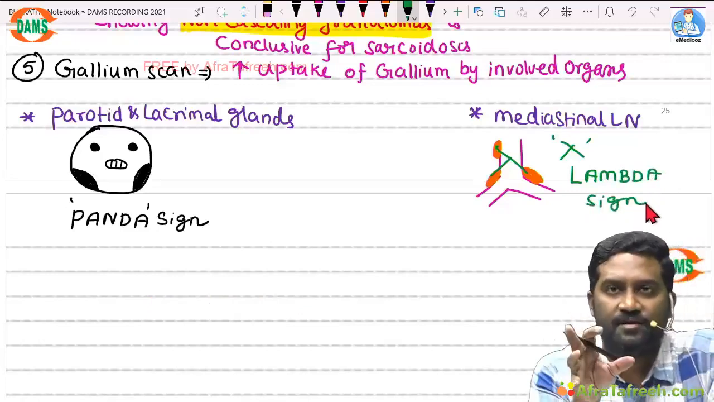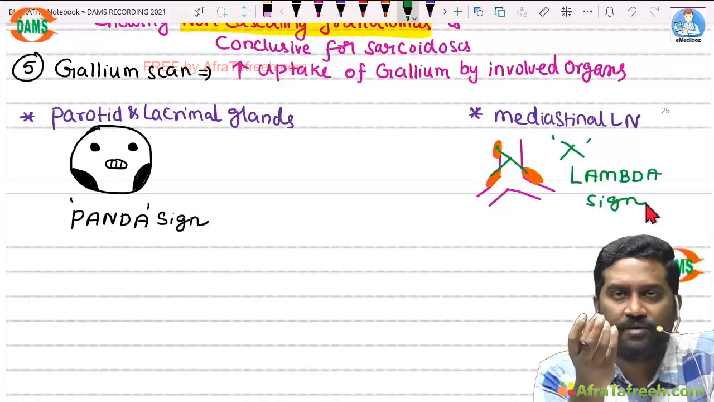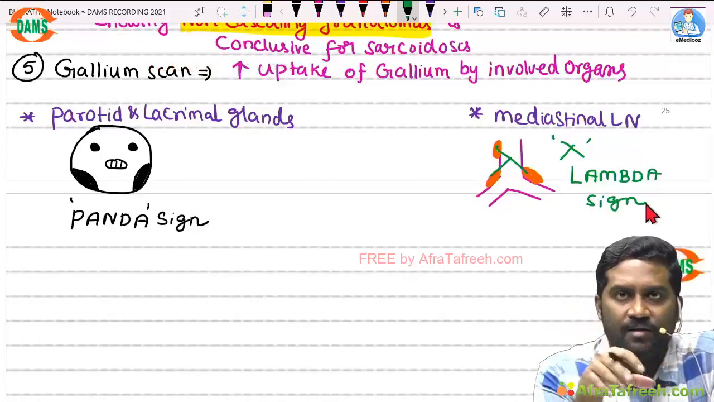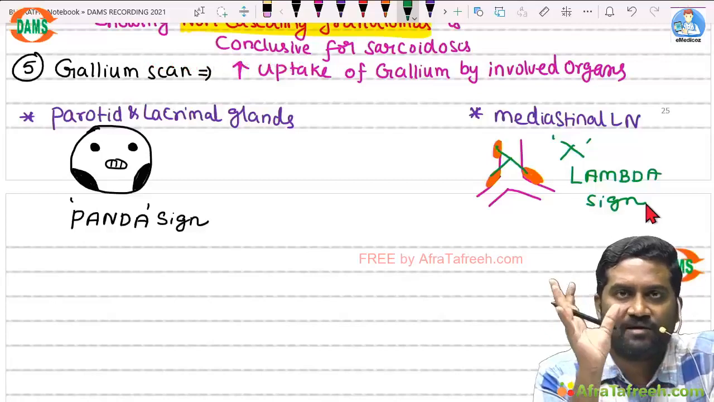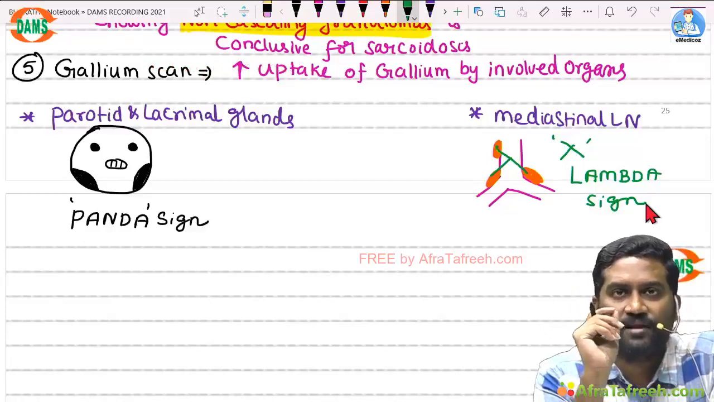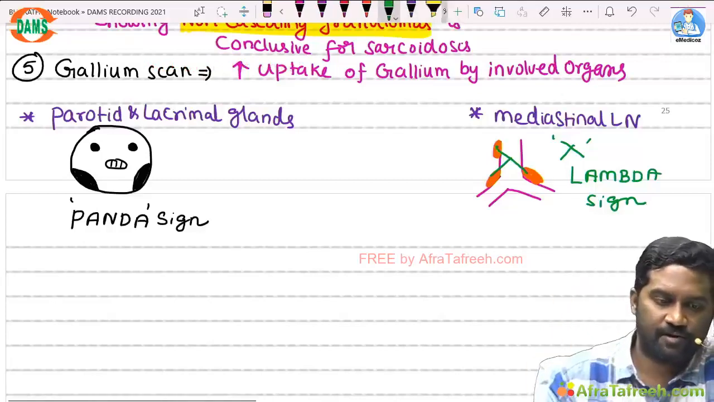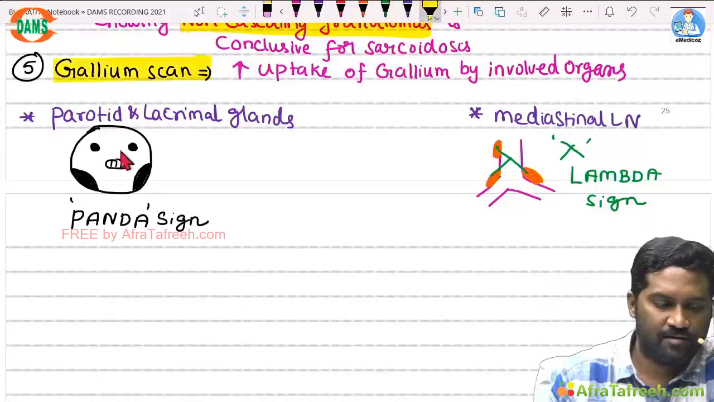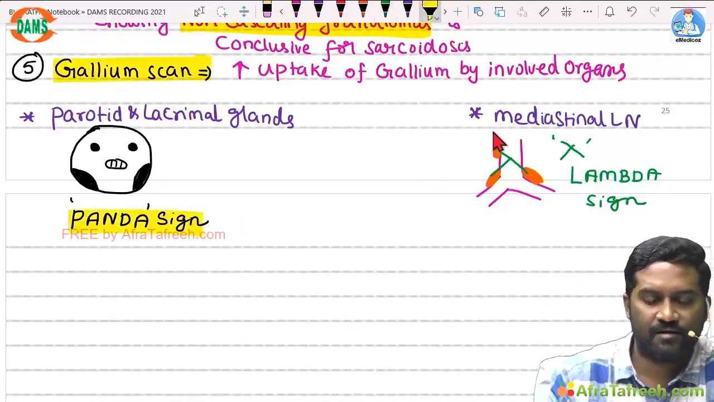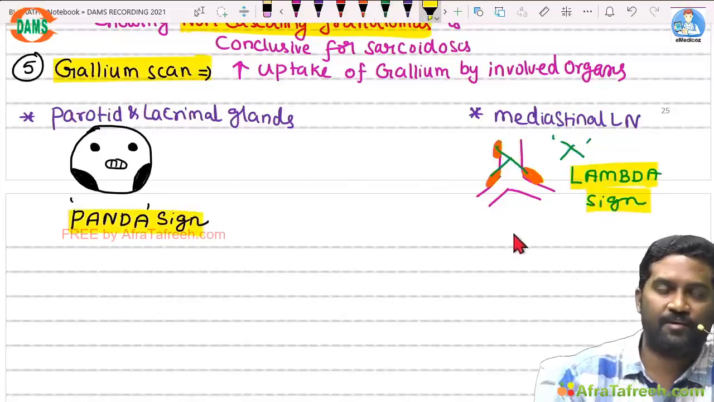There can be varying degrees of uptake by the mediastinal lymph node. Now if you join all this, it looks like a sign. This sign is called lambda sign. Very important in gallium scan. In the face you see panda sign, in the chest you see lambda sign.